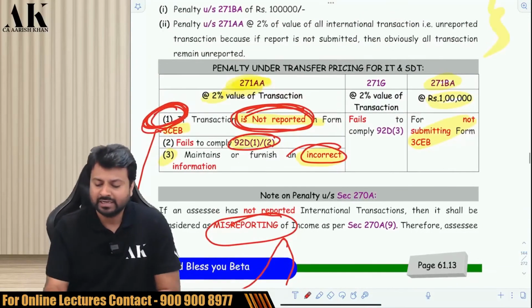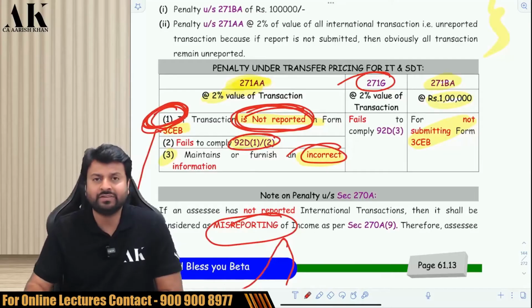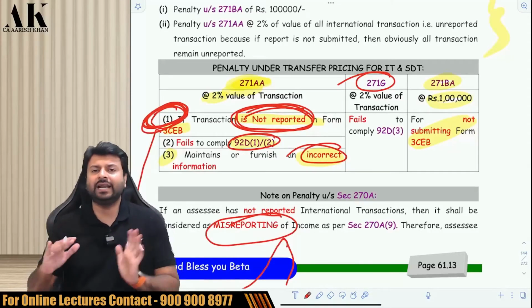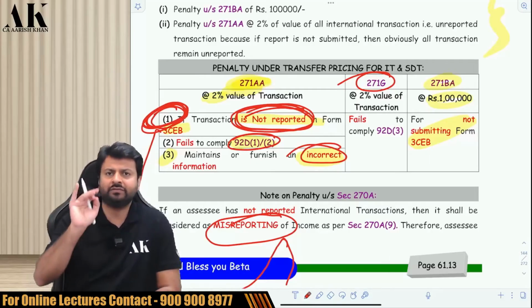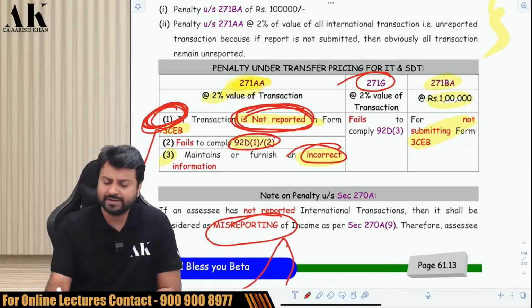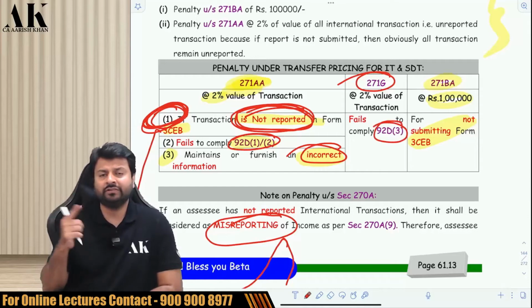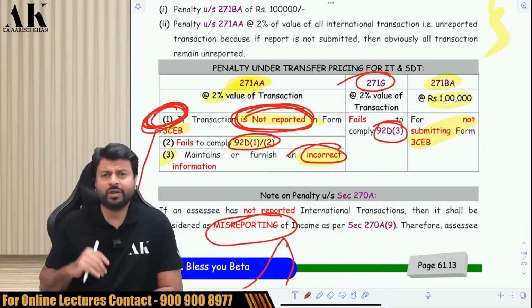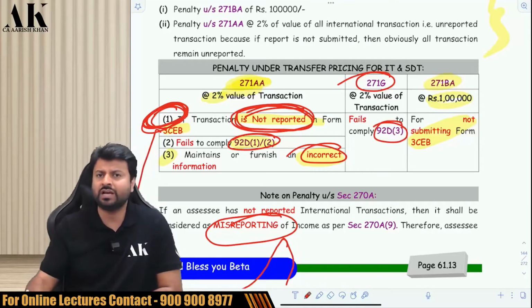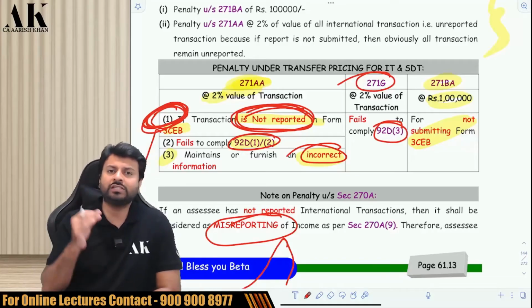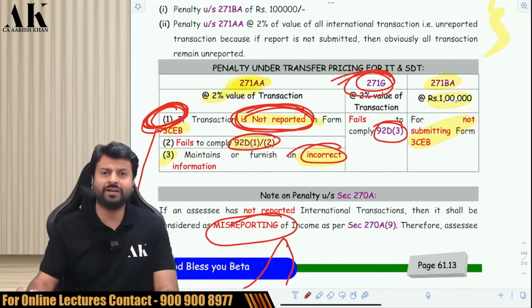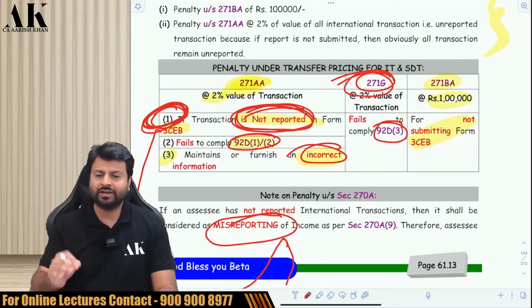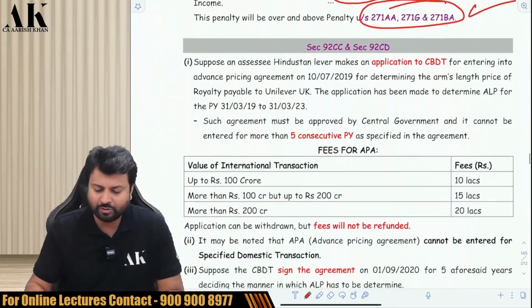Last but not least, there is one more penalty over here, which is 271G. What does it say about? It says that if the AO is calling for the information and the CIT appeal is calling for the information, you have to give the information within 30 days. It is mentioned in 92D3. Do you remember that? That you have to give the information within 30 days. They might also give you an extension of another 30 days if you request to the AO or CIT appeal. So if you do not give them the information within time, then the respective authorities will impose penalty under 271G at the rate of 2% of the value of transaction. Check it over here. Okay, I hope it is clear to all of you.